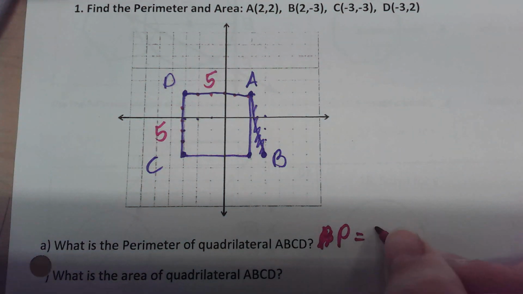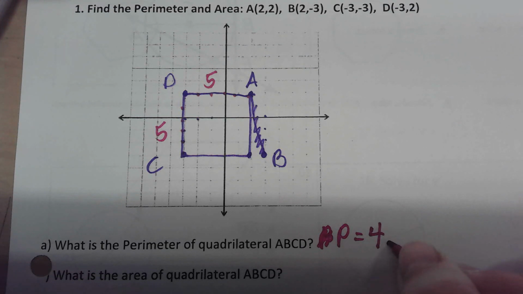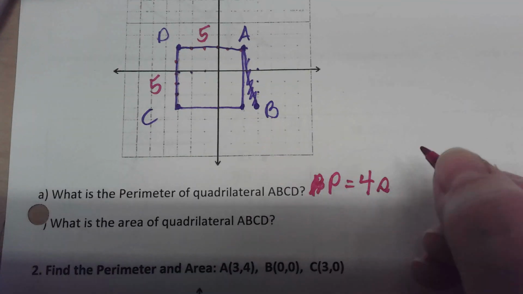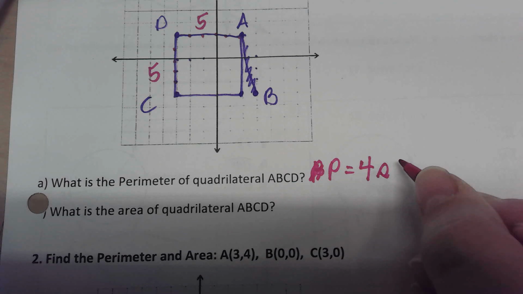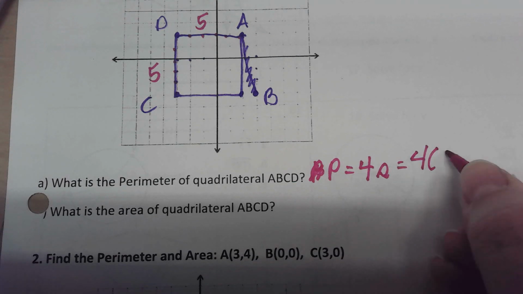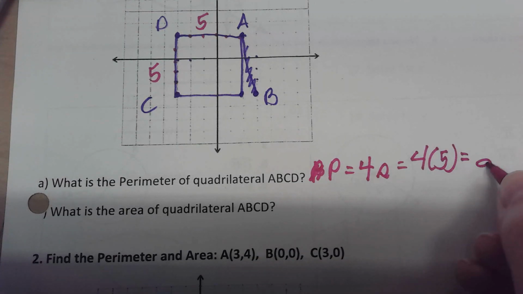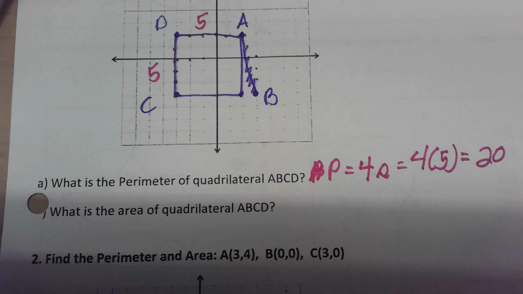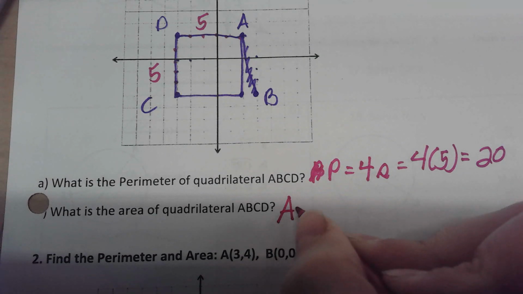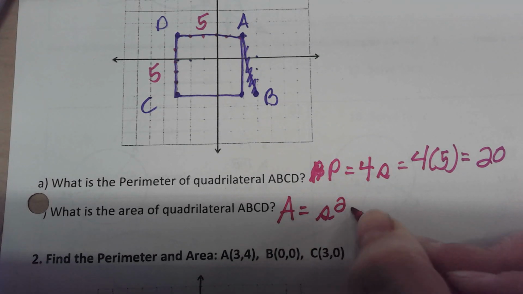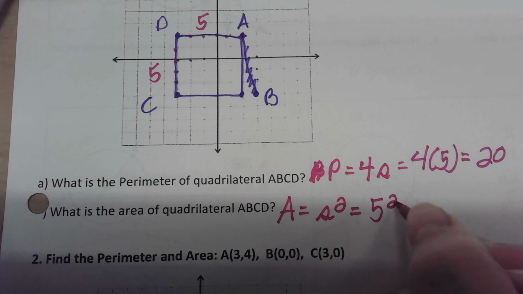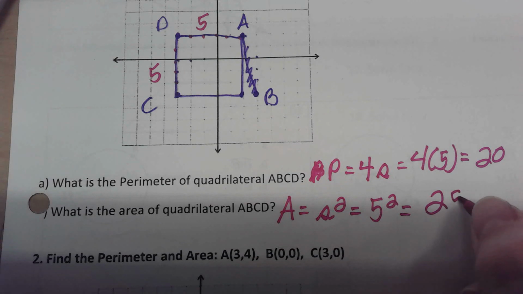Perimeter for a square is 4 times the side length. So it's going to be 4 times 5, then we should get 20. Okay, area, everybody, we just were talking about in the warm-up. So it's the side squared, 5 squared, and you get 25.